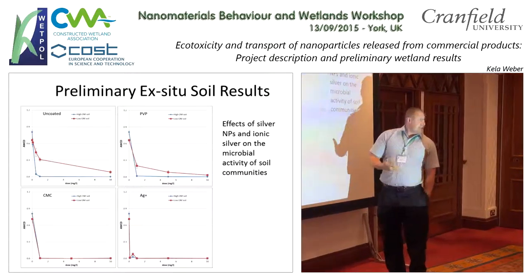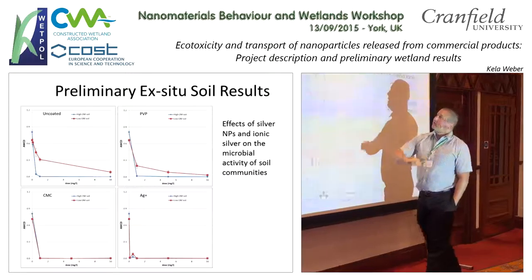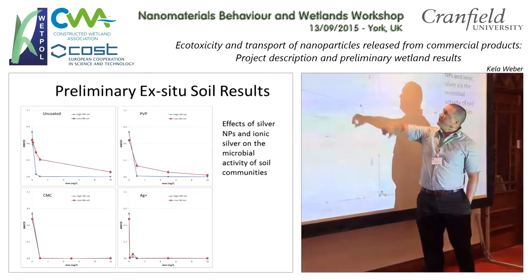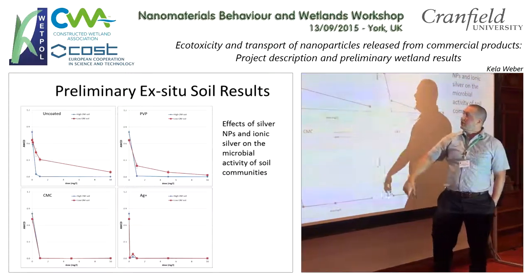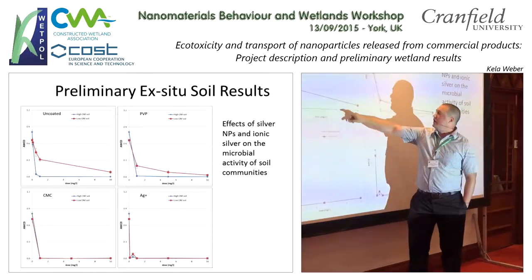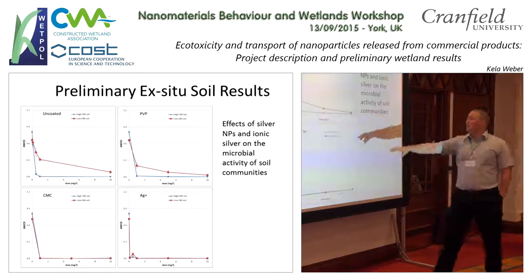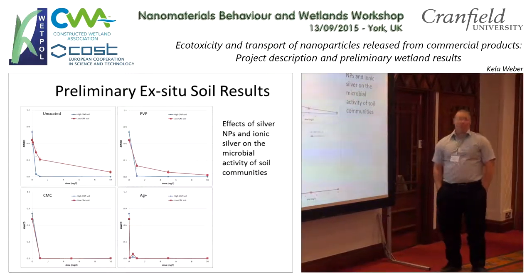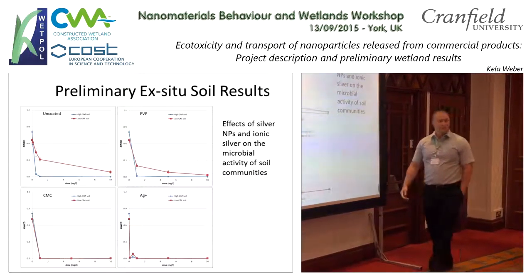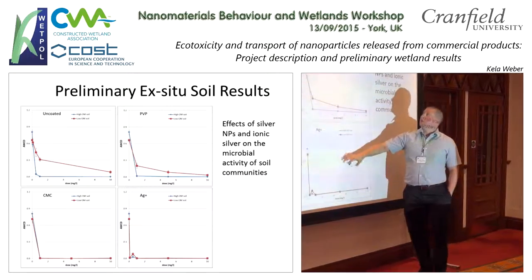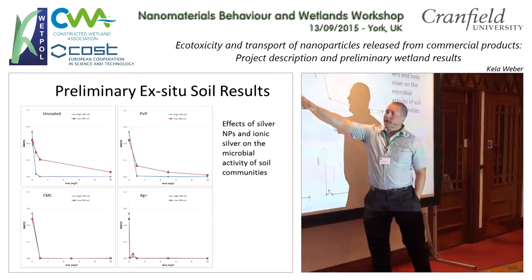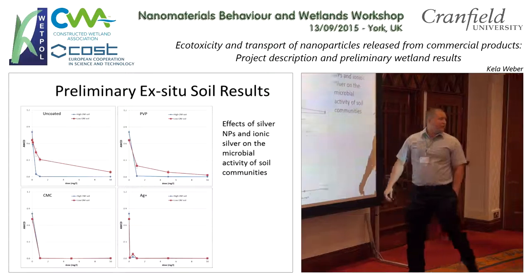A few interesting things you can see here. I'm just showing a high organic matter soil and a low organic matter soil, so the high being blue, the low organic matter soil being red. And a few different coatings: CMC coated, have your ionic form, ABP coated, and uncoated. Quite interesting results.